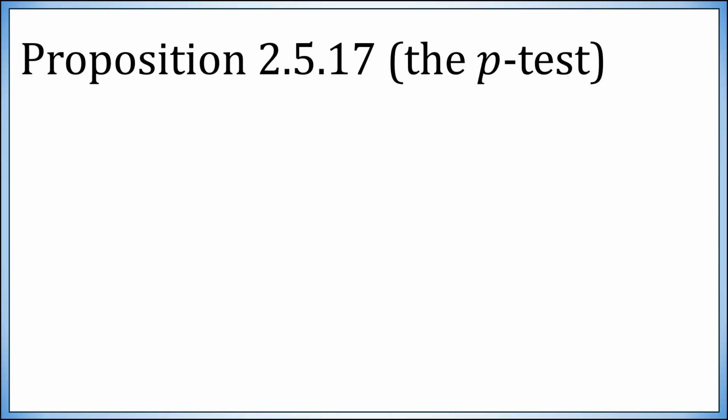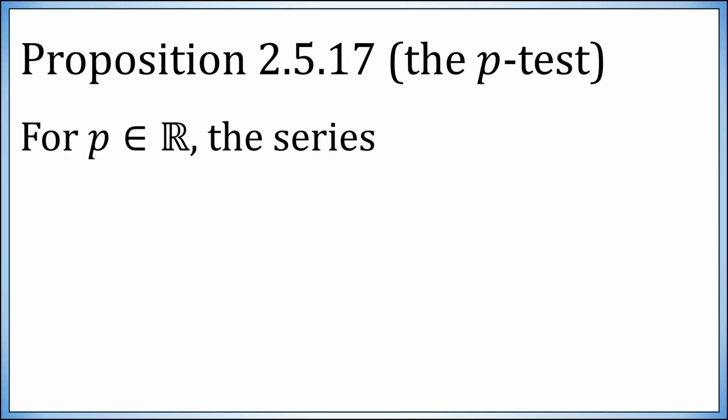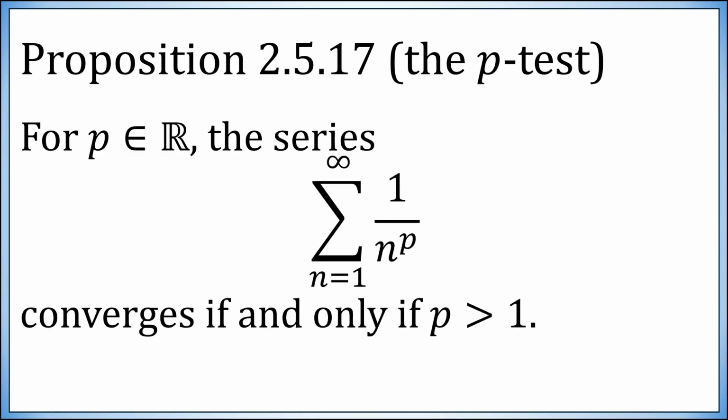Let's take a look at what is called the p-test. Let p be a real number. The sum of 1 over n to the p converges if and only if p is bigger than 1. I would remark, sometimes you see this written without the reciprocation, just the sum of n to the p, in which case it converges if and only if p is less than minus 1. But we've written it in this reciprocal form here.